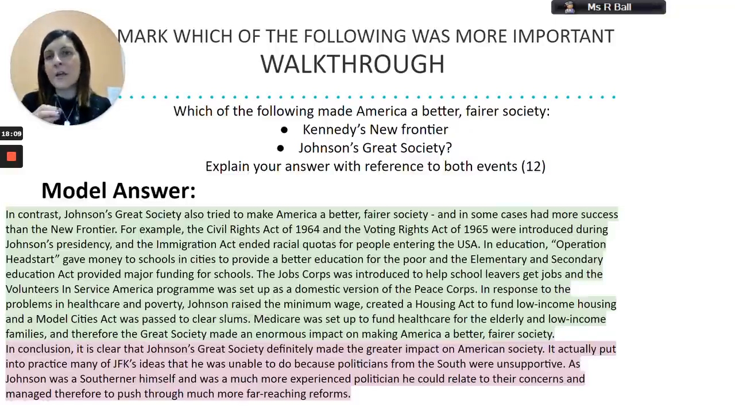What's important here is that you can see that this answer is not simply a list of facts, but each of the facts is explained with this was important because, this meant this, this led to this.